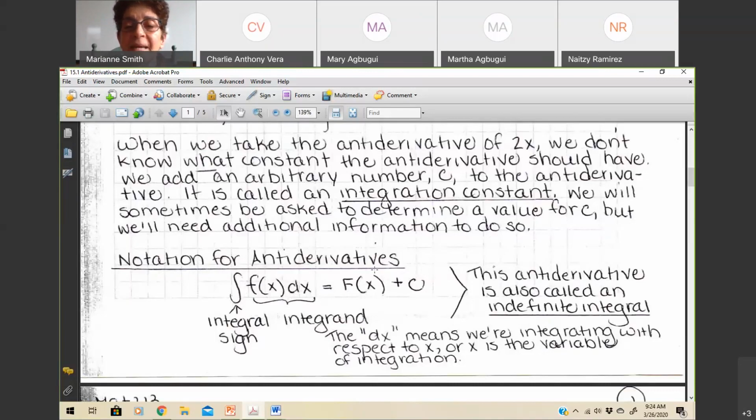This is the format of an answer. This is what the antiderivative looks like once we do the antiderivative process. We're going to get a function, and then we're going to add this plus c, which is the integration constant. Any antiderivative like this that has an integration constant added to it is called an indefinite integral. And we'll see what definite integrals are later on.